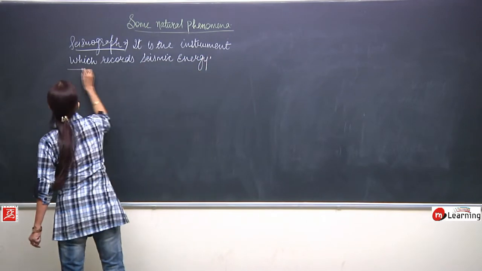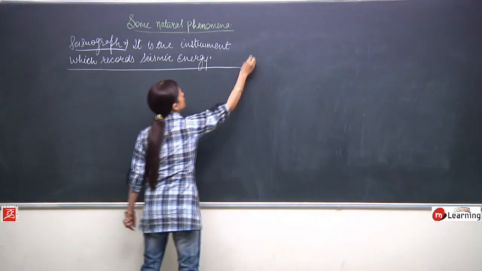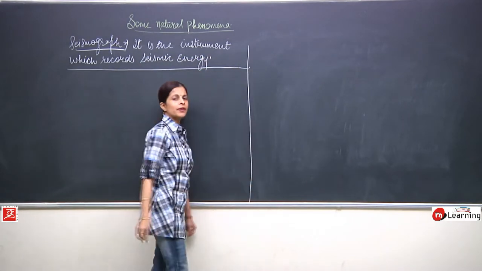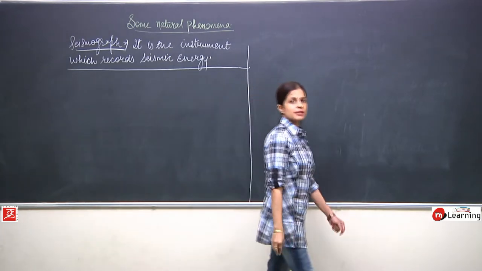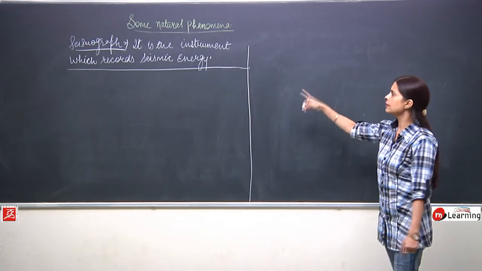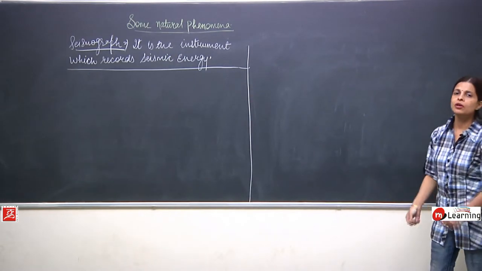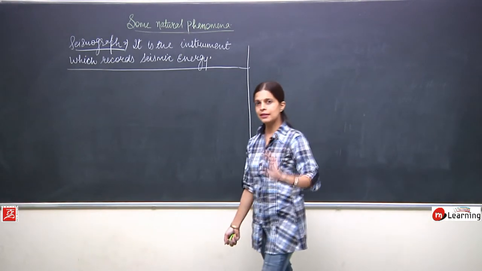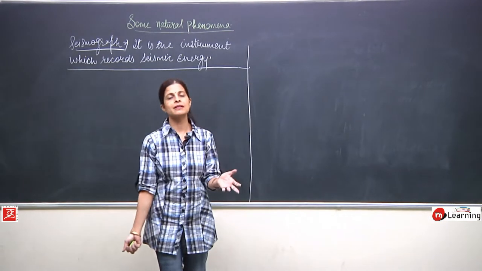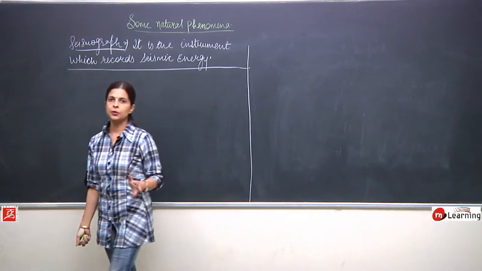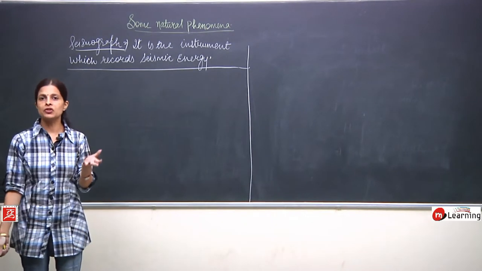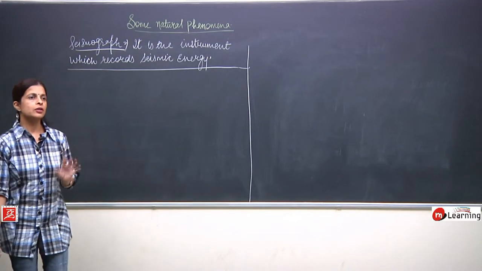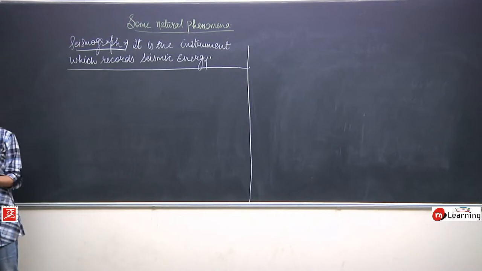Okay, as it was the part of those seismic waves. So what is a seismograph, children? It is the instrument which records the seismic energy. What is a Richter scale? It is a scale which records the magnitude of what, children? Magnitude of the earthquake. Okay, so now we'll talk about the effects of the earthquake.